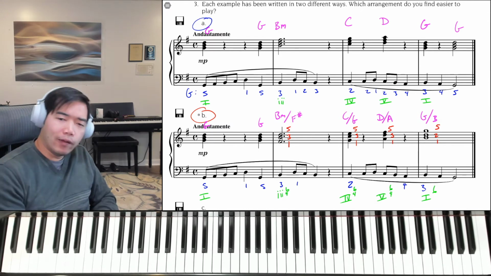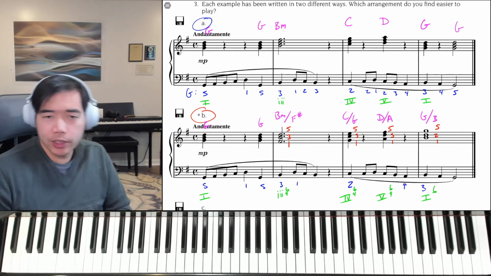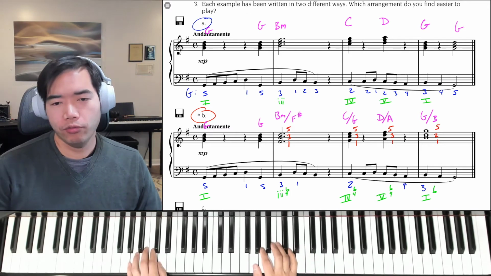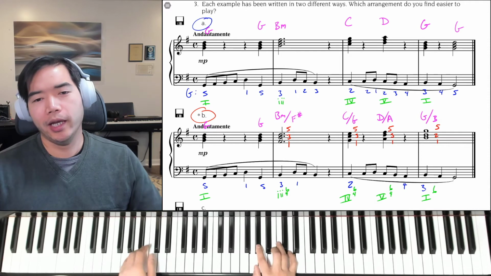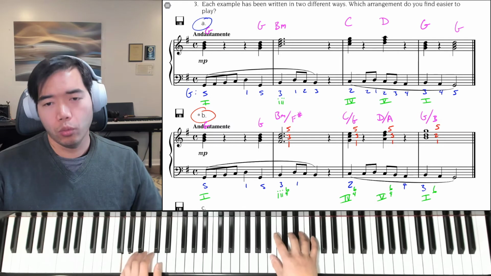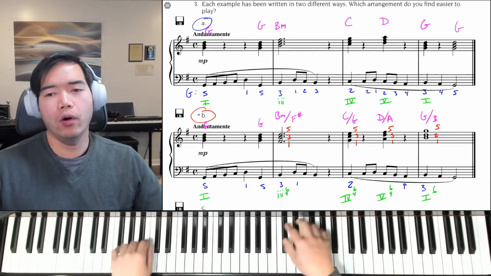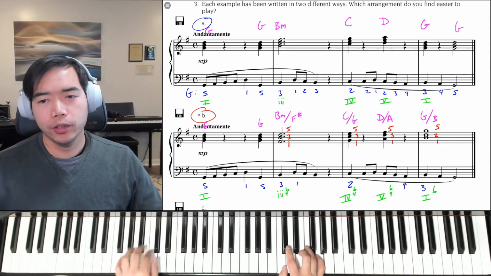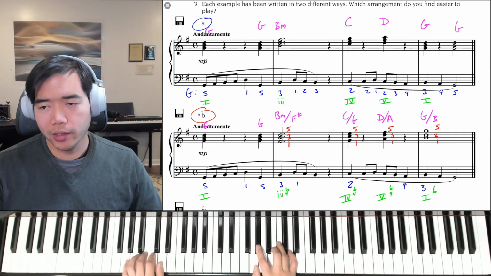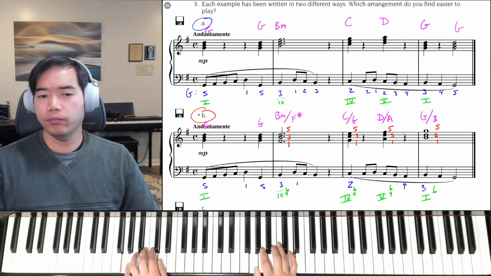Okay. Once you're comfortable with both right hand and left hand on both examples, then you can put it together. I'll demonstrate. This is 3A. 3, 4, 1 and 2 and 3, 4, 1, 2 and 3, 4, 1, 2 and 3 and 4, 1, 2, 3, 4.